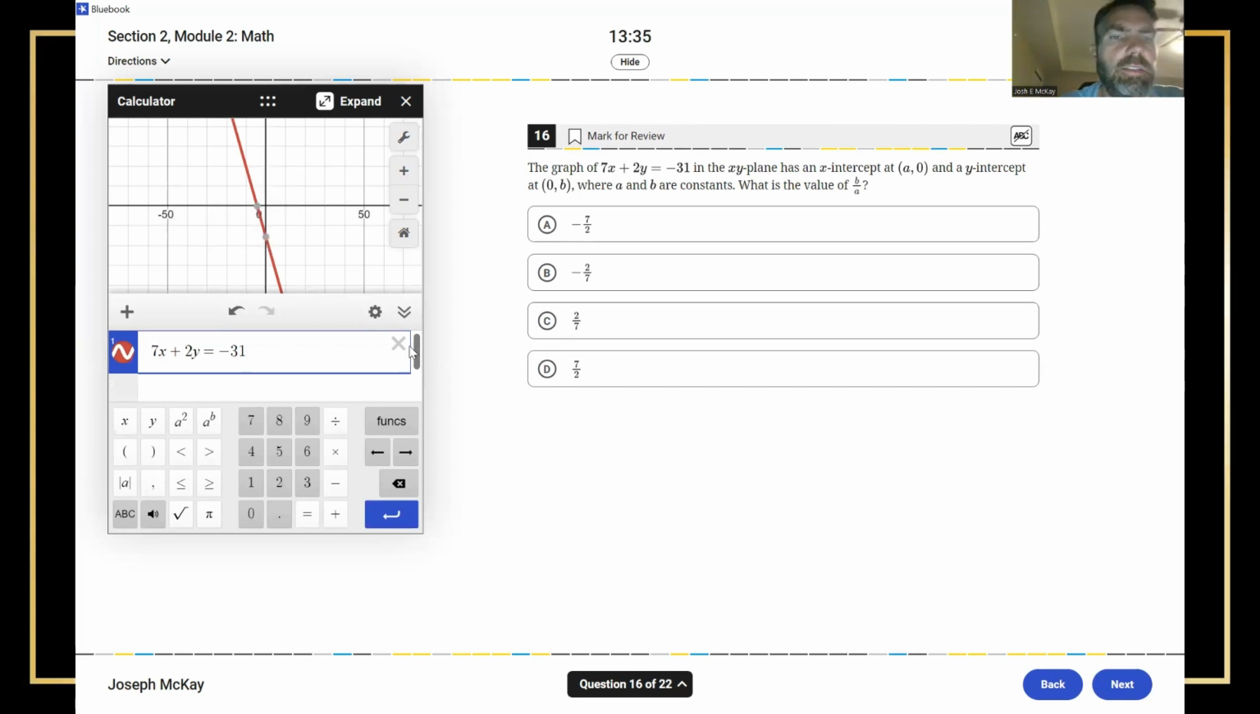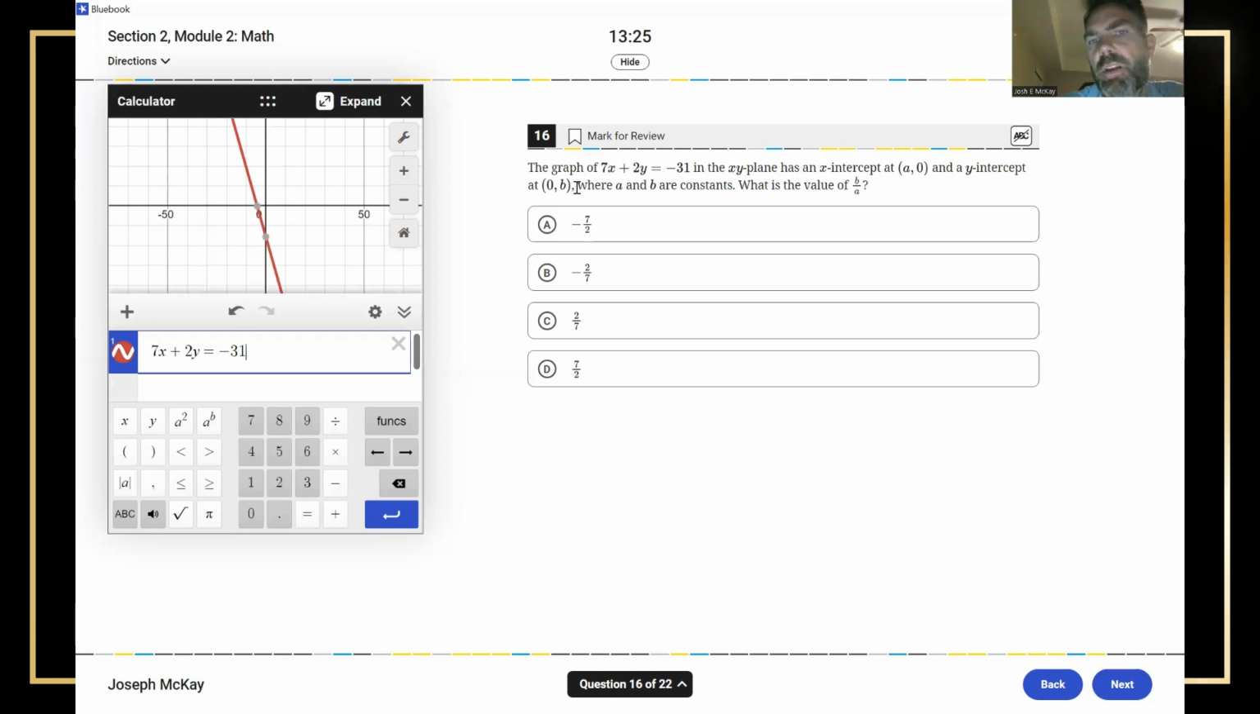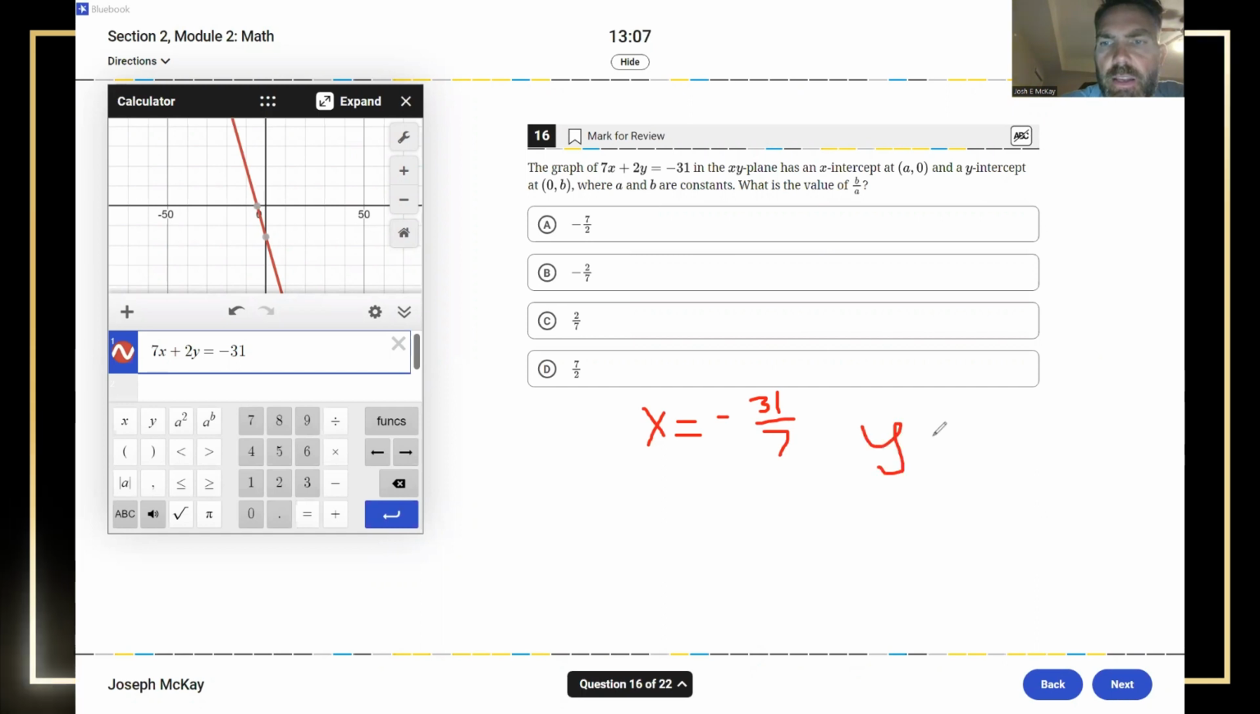Okay, actually, I don't like this with those dots. We're going to go old fashioned. You can always find the x-intercept by plugging 0 in for y and solving, and you can always find the y-intercept by plugging in 0 for x and solving. So if I plug in 0 for y, then I've got 7x equals minus 31. So x equals minus 31 over 7. And if I plug in 0 for x, by the same token, I've got y equals minus 31 over 2.